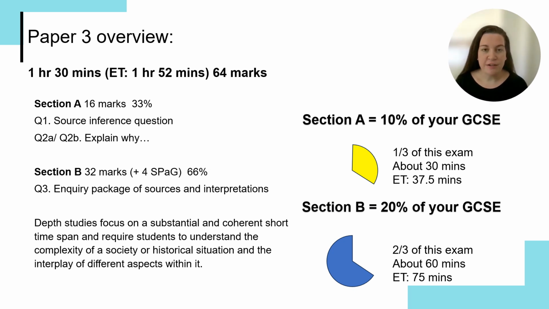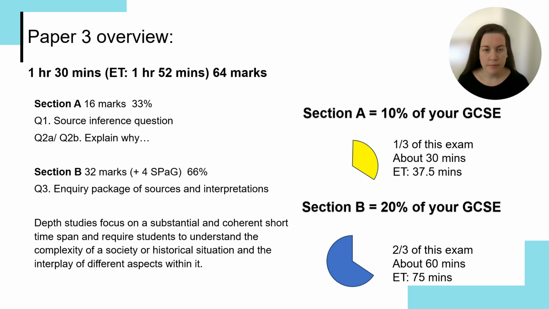The paper is split into two sections, A and B, and the whole exam will last 1 hour and 30 minutes, or 1 hour and 52 minutes if you have additional extra time. Paper 3 is the only one of your 3 papers that targets all of the skills that you've been practicing in your lessons. This includes both your use of sources and of historical interpretations. When considering how to manage your time during the examination, do note that over 66% of the marks are available in Section B, which is your question 3 that looks at your sources and interpretations.